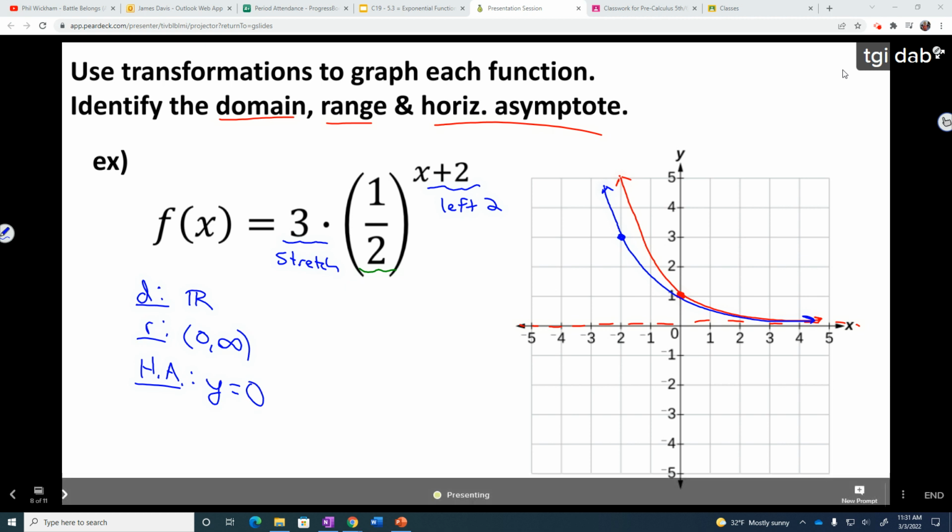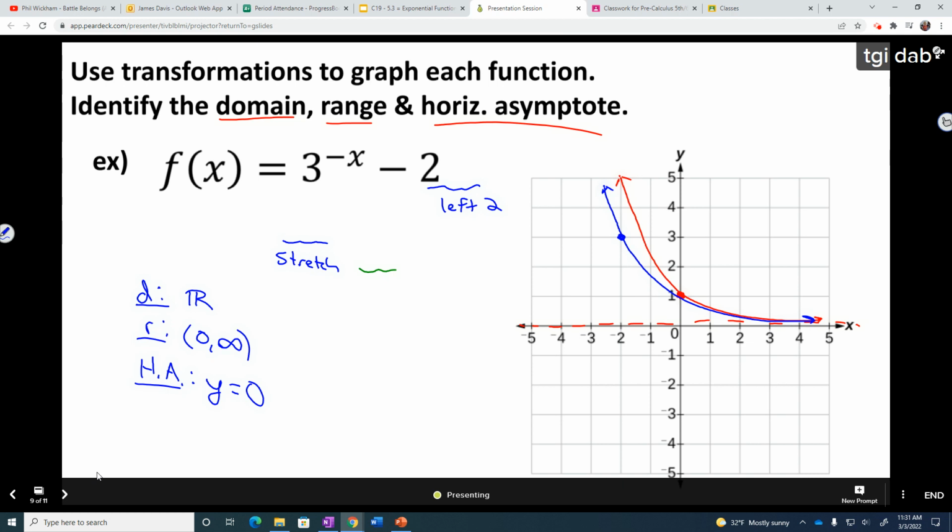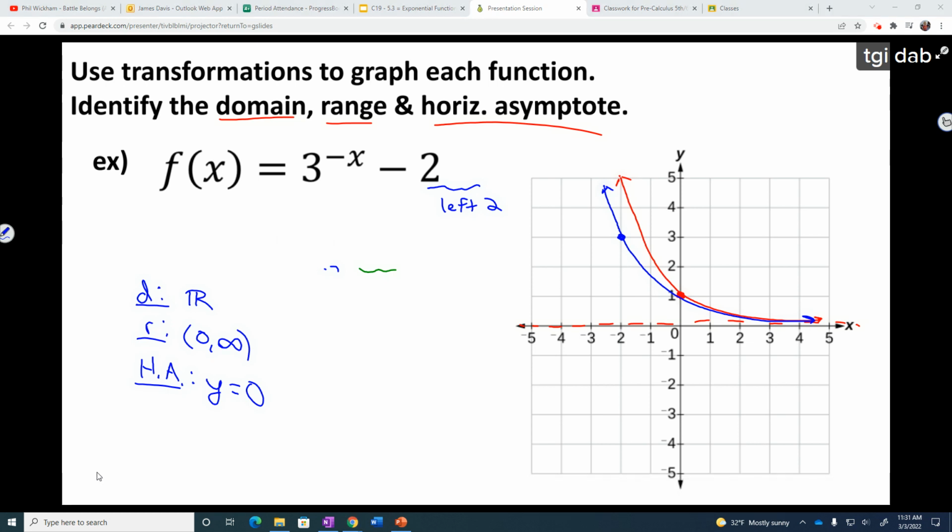I want to do a reflection here as well. Next one. Last one.